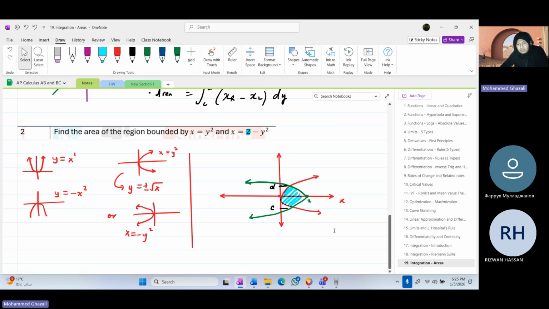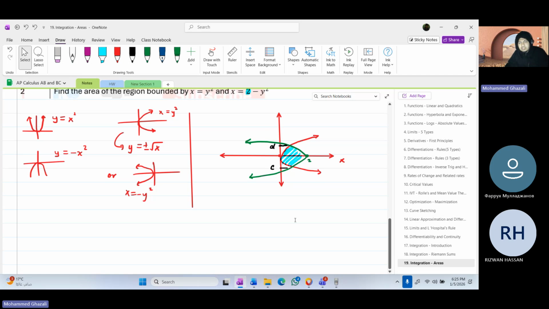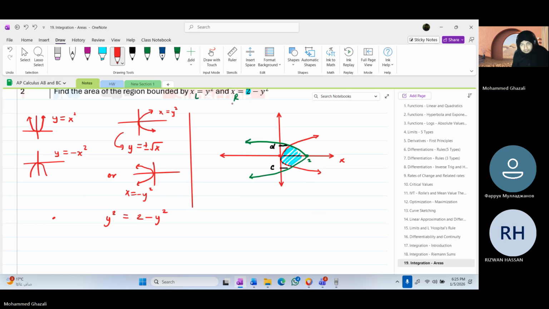Right, so rule number one, we need to find the values of C and D, which is the point of intersection. And which is the right graph, which is the left graph. We can clearly see the right graph is the 2 minus y squared. This is the right, and that's the left. Problem solved. So we need to find the points of intersection, which is y squared is equal to 2 minus y squared, correct? x right equals x left.